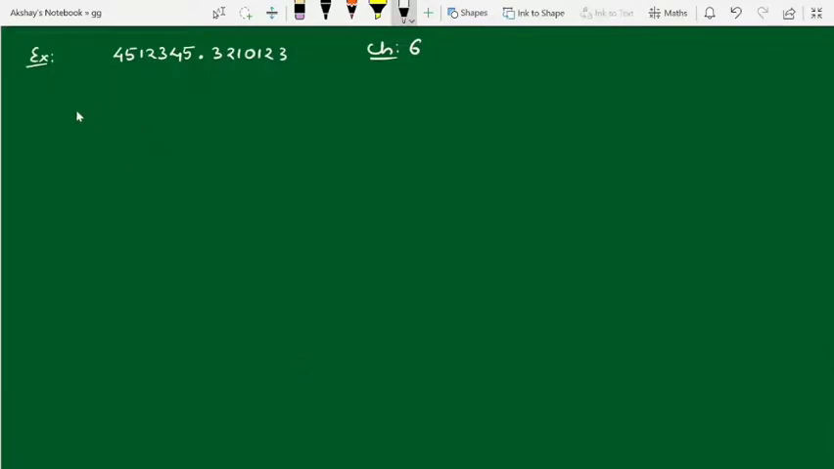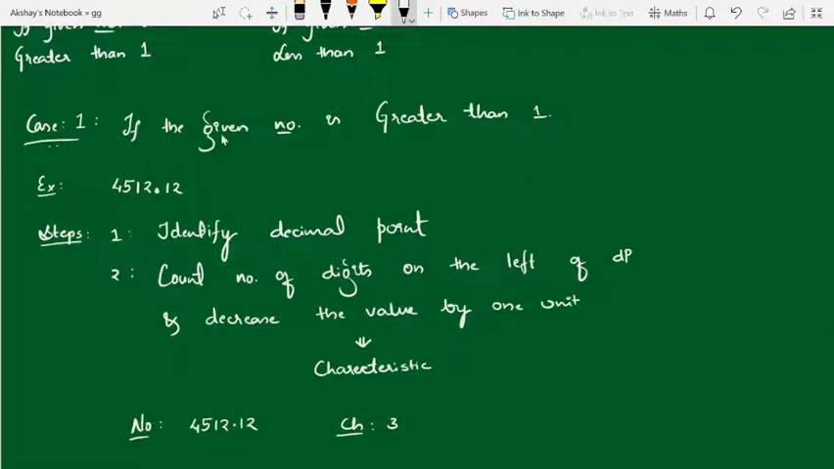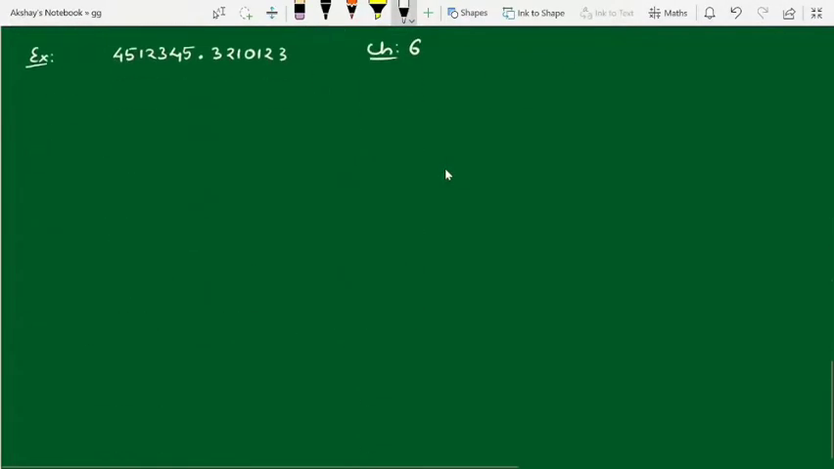Okay. So what was our next part? In the same manner as we wrote the heading before: Case 2, if the given number is less than 1.